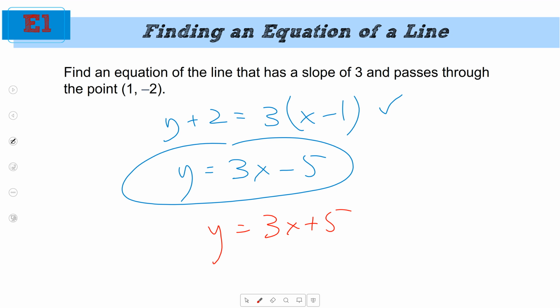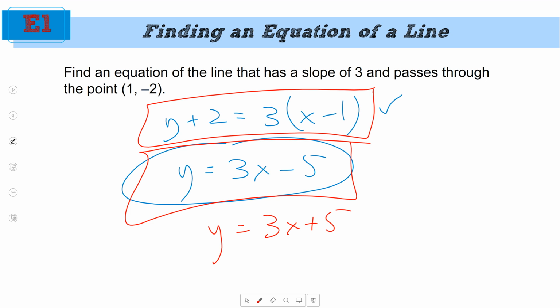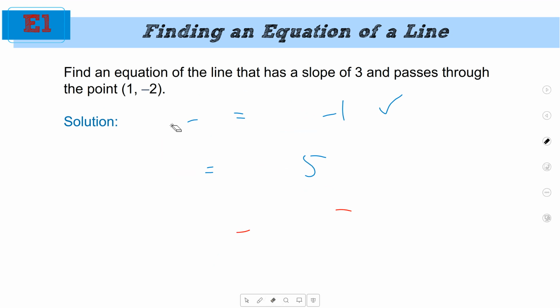So don't do that. Once you have your answer, regardless of what form it's in, whether this is your first form or this is your first form, leave it in that form. Okay? We did the solution already. Let me get this out of the way.